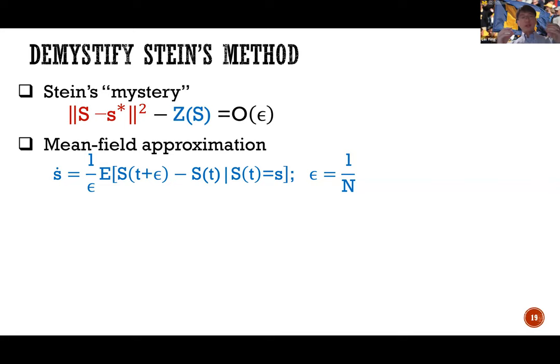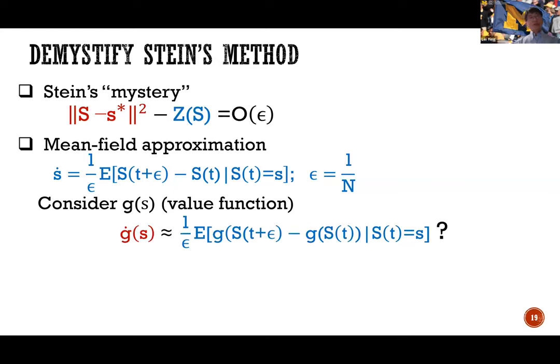We are hoping this approximation, which is the first order approximation, is good enough for us to understand the stochastic system when n is large enough, okay? Of course, this equation is still very different from the first one I want to get. So let me go one step further. So, okay, I know S dot equals this conditional expectation.